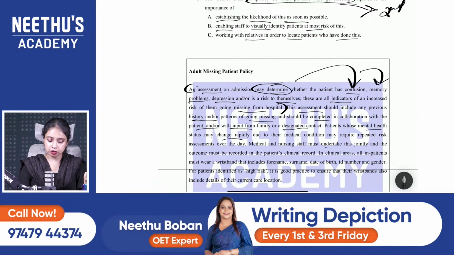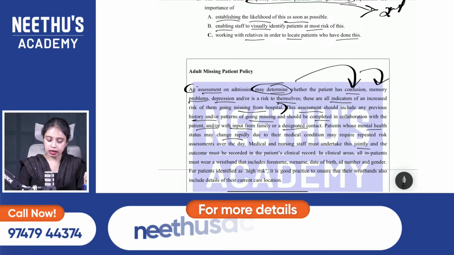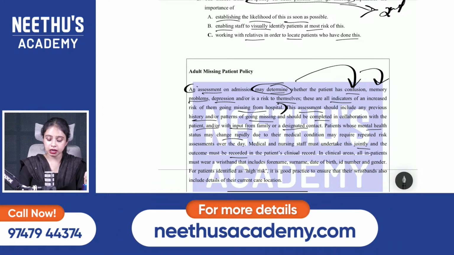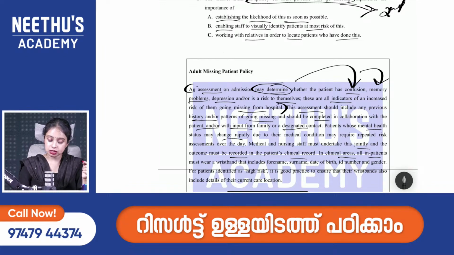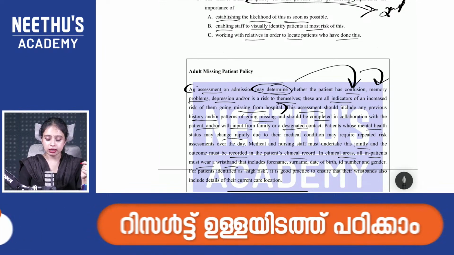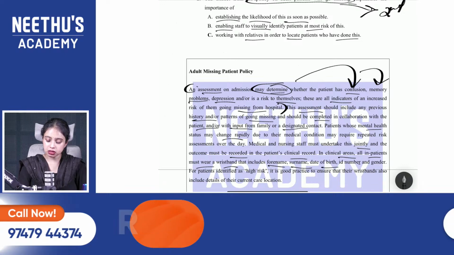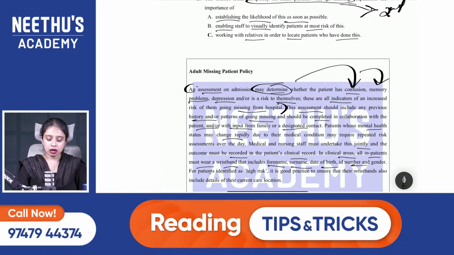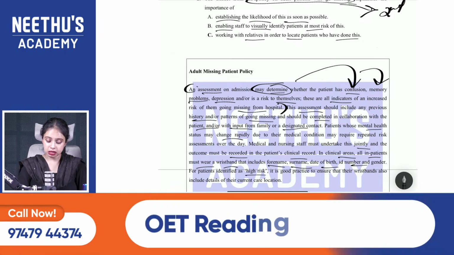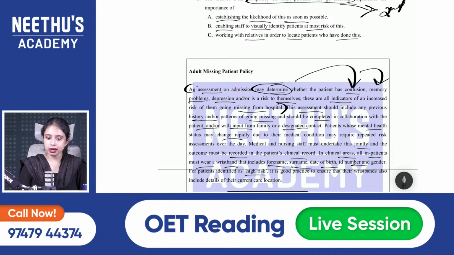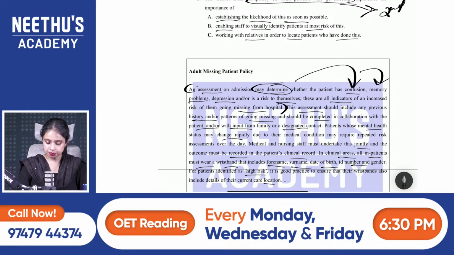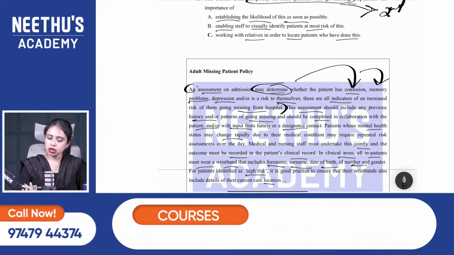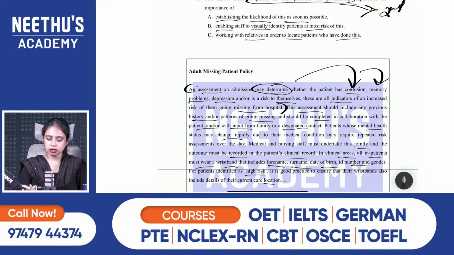Medical and nursing staff must undertake this jointly, and the outcome must be recorded in the patient's clinical record. In clinical areas, all inpatients must wear a wristband that includes forename, surname, date of birth, ID number, and gender. For patients identified as high risk, it is good practice to ensure that their wristbands also include details of their current care location.